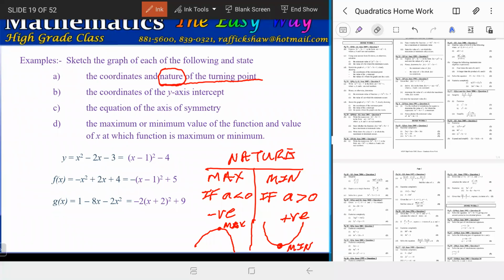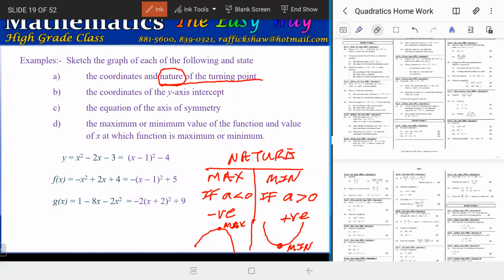So the nature is referring to whether the turning point is a maximum or a minimum. That's what the word nature means. Understand that? Good. All right, good.